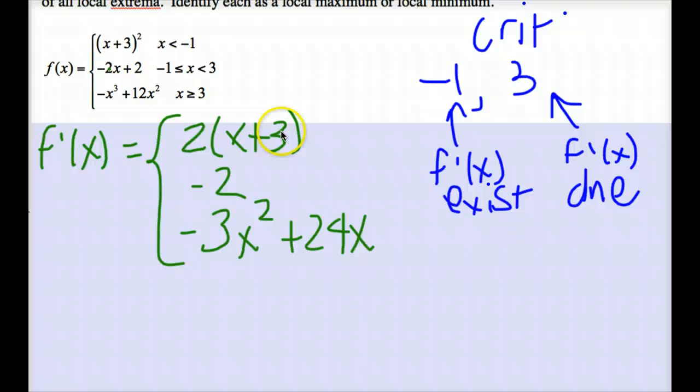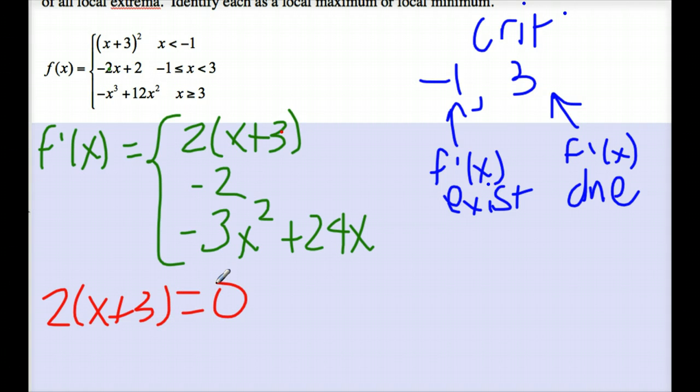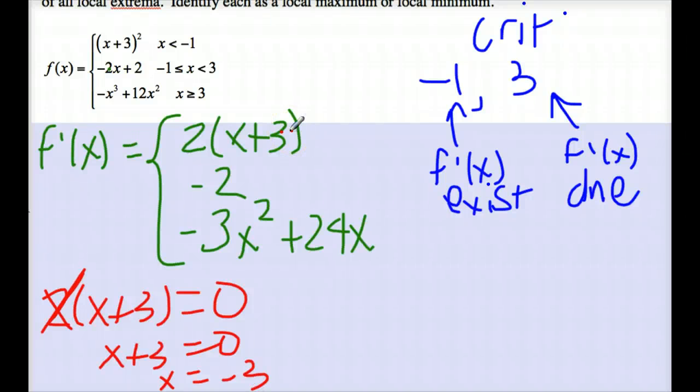So if I set this first one equal to 0 and divide by 2, this cancels and gives me x plus 3 is equal to 0, so x is equal to negative 3. And I need to make sure that this value works. This derivative works when x is less than negative 1, and here, negative 3 is less than negative 1. So this is a critical point that we have, negative 3. On my second derivative, I have negative 2 is equal to 0. Is that ever true? No, so I know that is not a critical number.